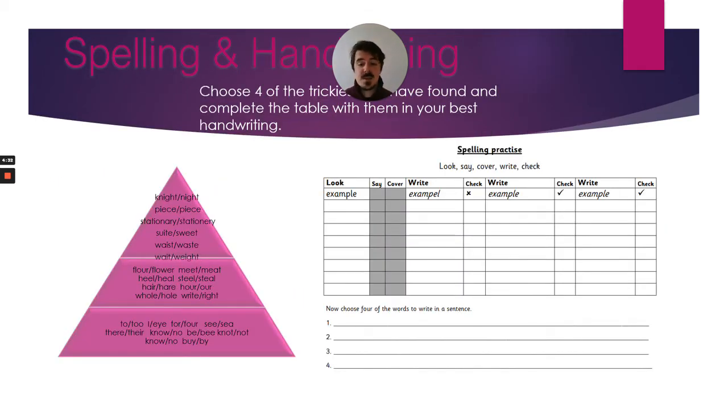Now spelling and handwriting. This week, finish off the week picking on the ones that you found most tricky. Choose 4 of the trickiest you have found this week that you've been trying and use look, cover, write, check and write those 4 in an extended sentence using your best handwriting for that practice.